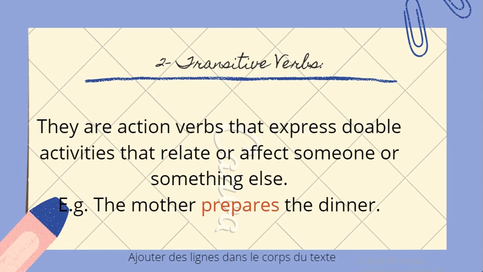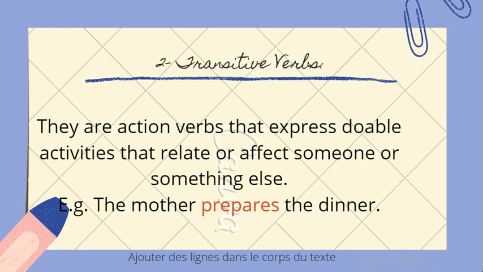the transitive verbs. So the transitive verbs are action verbs that express doable activities that affect or relate to someone or something else. I mean, transitive verbs always need a direct object. For example, let's take the same example. She prepares the dinner. So prepares is an action verb and also a transitive verb because it has a direct object. We can't say she prepares and we stop. We should add a direct object, which is the dinner. That's what I meant by saying a transitive verb relates to or affects something else. I mean, the dinner is the something else.